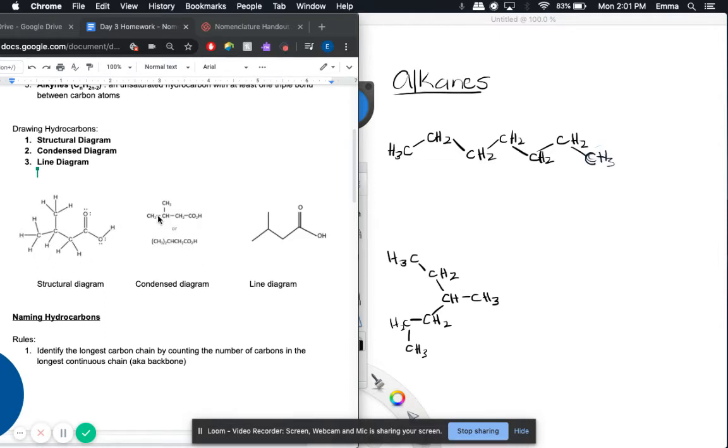A condensed diagram just shows the bonds between carbon atoms. And a line diagram just gets rid of all of the atoms that are carbon and hydrogen and represents them as sticks instead.